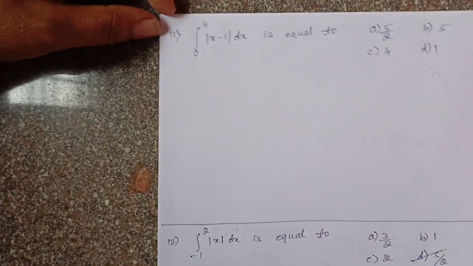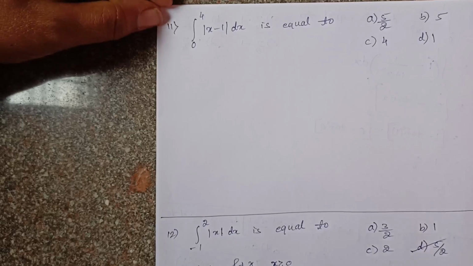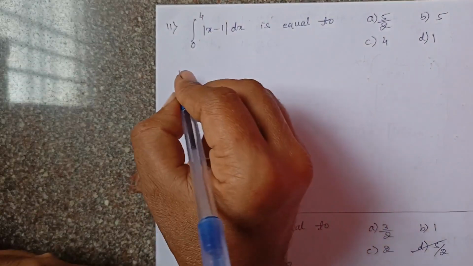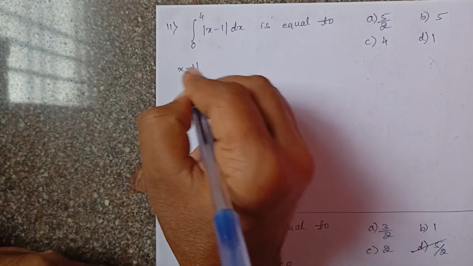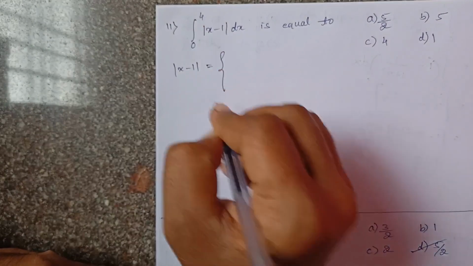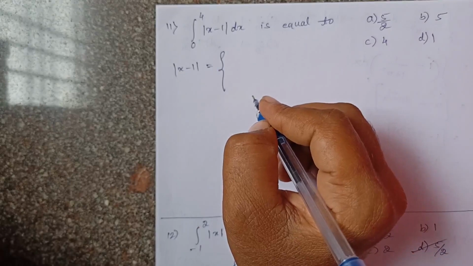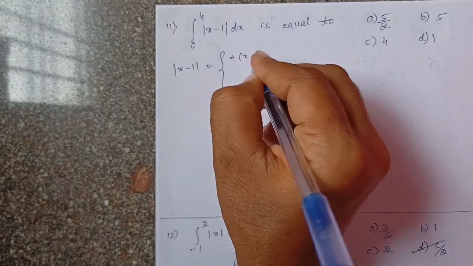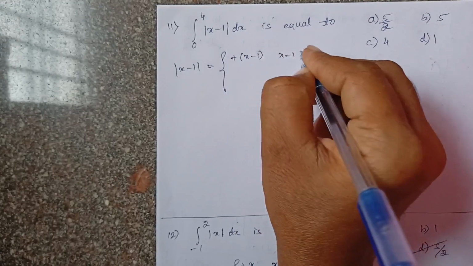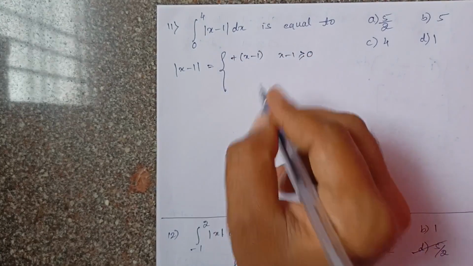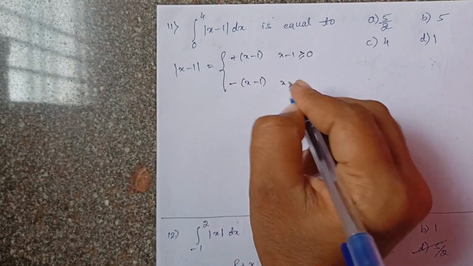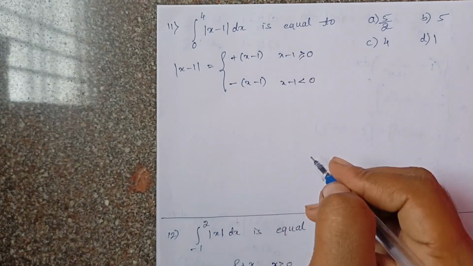Now answering question number 11. Now you can feel easy with that. Already we know the definition of a modulus function. See, modulus of x minus 1 is equal to, same concept you will use whatever the concept you have used for modulus of x. Again it is plus of x minus 1 when x minus 1 is greater than or equal to 0. This is the definition. And this is minus of x minus 1 when x minus 1 is less than 0.